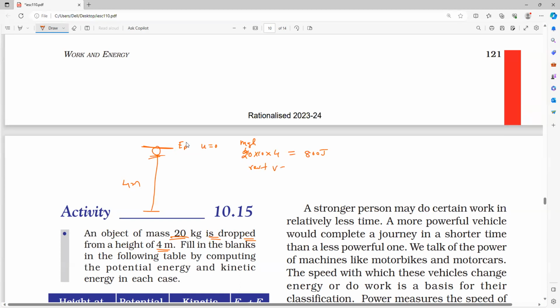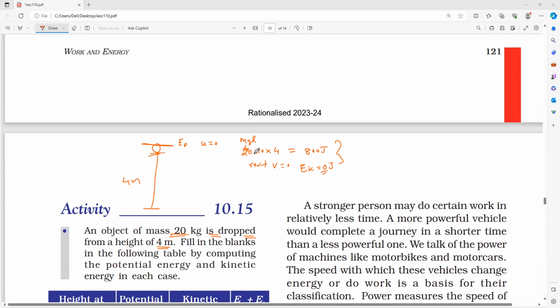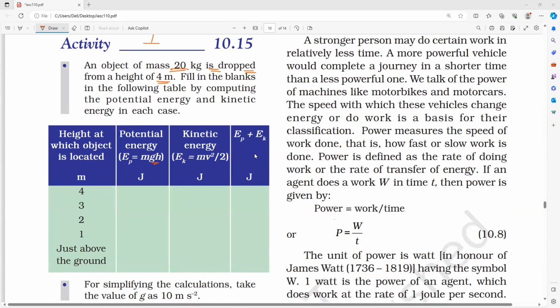Now, initially the body is at rest. Body at rest means velocity is 0. So what is the kinetic energy at 4 meters? 0. So at 4 meters, potential energy is 800 and kinetic energy is 0. If you add potential energy plus kinetic energy, 800 plus 0 equals how many joules? 800 joules. Am I right? Clear? Next.